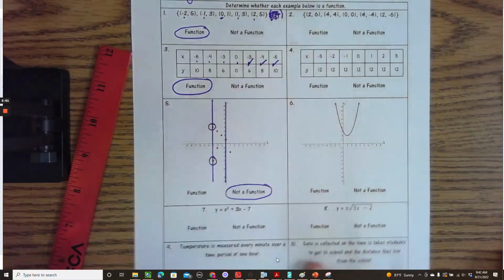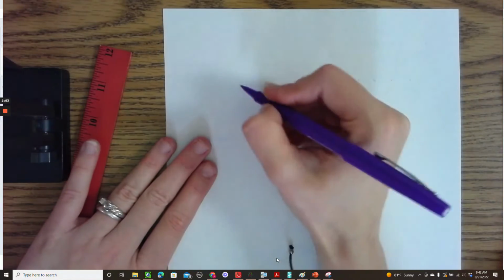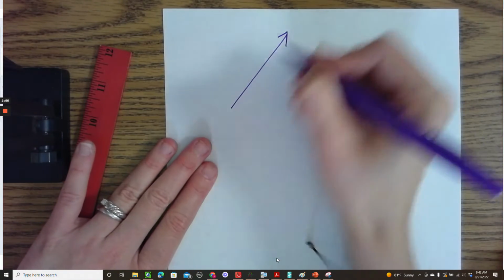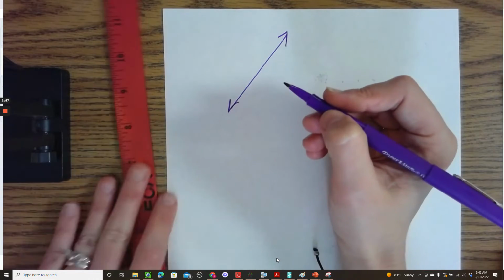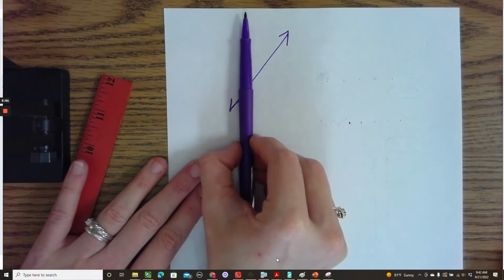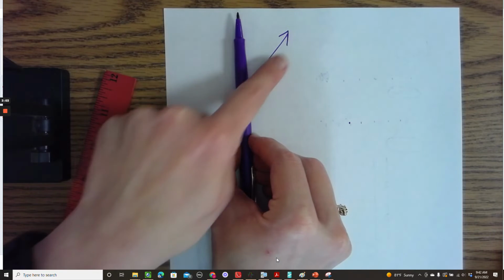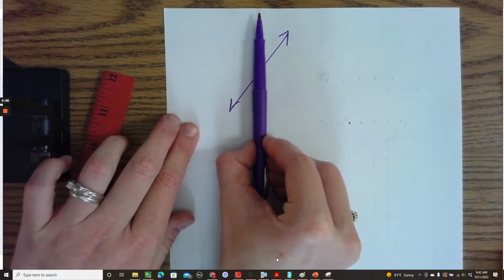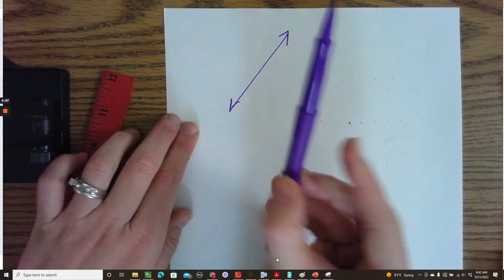So with graphs like this, any type of graph, do that vertical line. And you can do it with a pen, put a vertical line on there. As long as it's touching your graph in one spot, it's a function, okay?